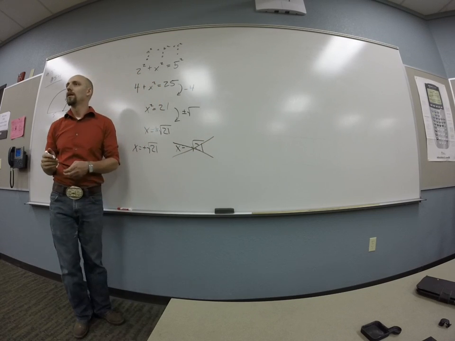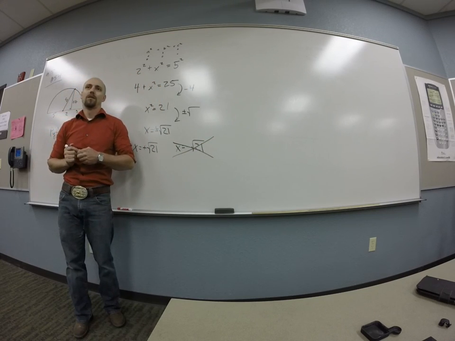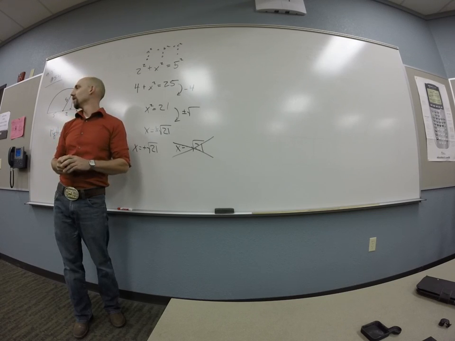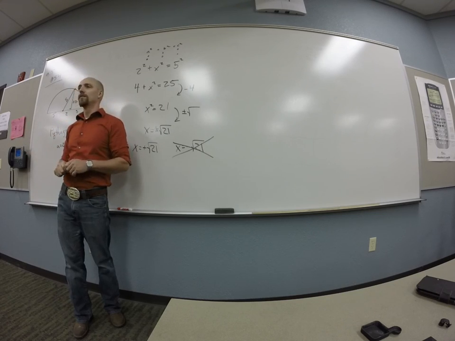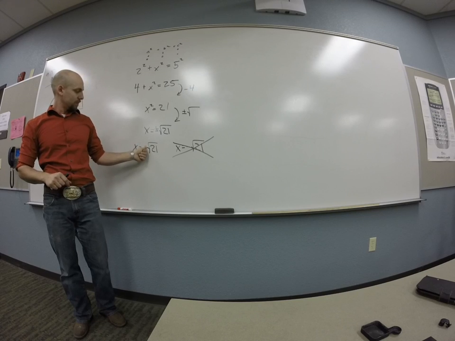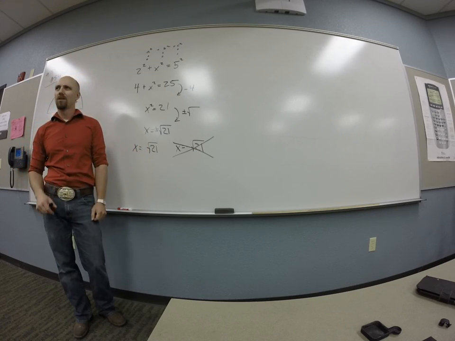Why? Because it's not reasonable. It's a length that should be positive, right? You guys cool with that? Okay, so can I simplify the square root of 21 at all?